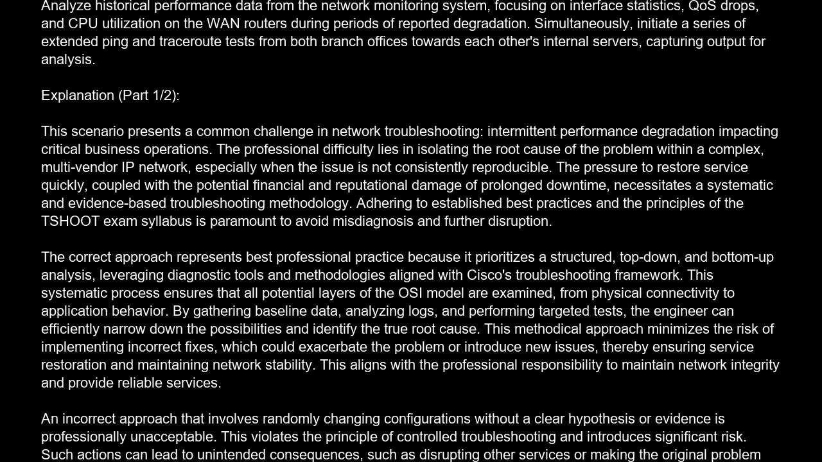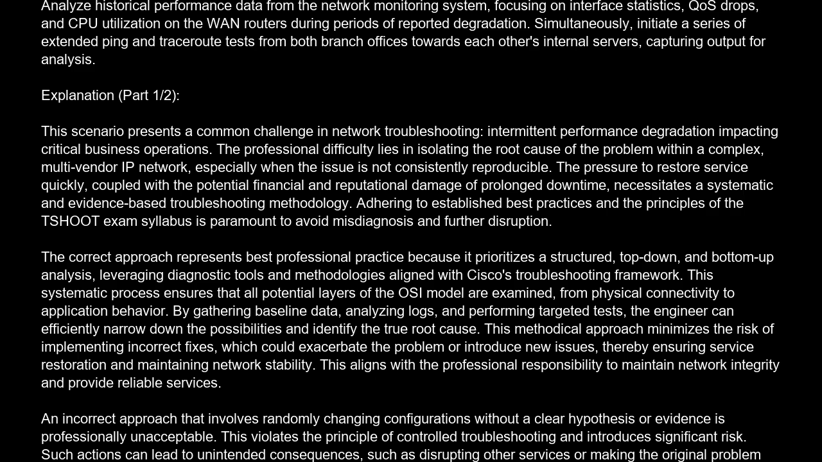The correct answer is C. Analyze historical performance data from the network monitoring system, focusing on interface statistics, CoS drops, and CPU utilization on the WAN routers during periods of reported degradation. Simultaneously, initiate a series of extended ping and traceroute tests from both branch offices towards each other's internal servers, capturing output for analysis. Explanation. This scenario presents a common challenge in network troubleshooting: intermittent performance degradation impacting critical business operations.